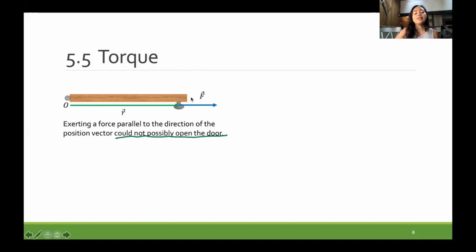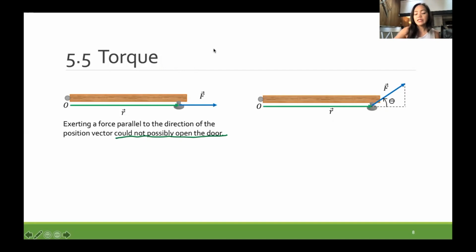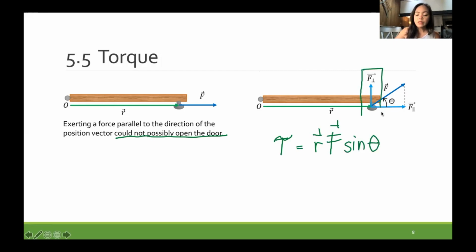So that is why the formula of torque, when it comes to a non-90 degree direction of force, is: torque is equal to distance R times the force times sine theta, because only the perpendicular direction of force is considered. So if you encounter a torque problem with a certain angle, just use this formula.